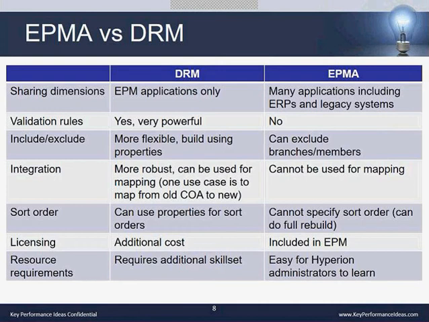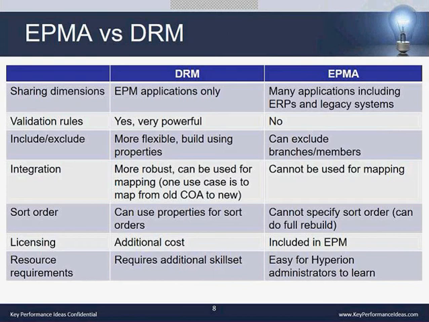DRM is more flexible in terms of using properties in order to have what to include and what to exclude within an application. Within EPMA, you can only use an exclude function, and with that, you can exclude branches or members from being part of the application versus what is in the shared library. With DRM, the integration is more robust.